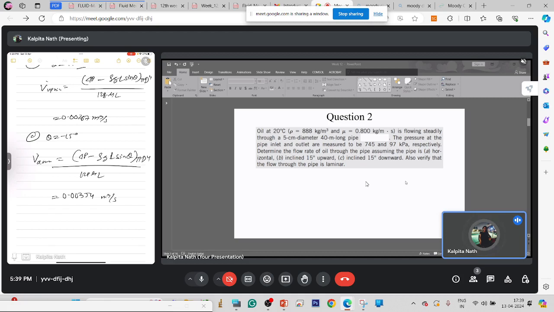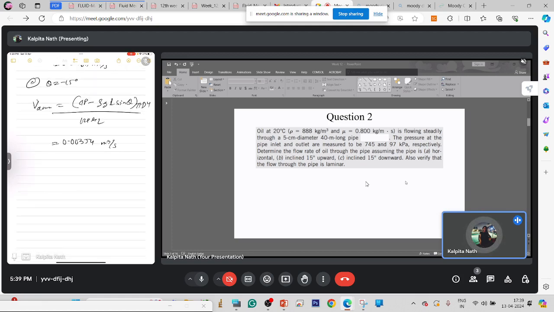Now what they have asked is to verify the flow is laminar. So we will take the maximum flow rate. The maximum flow rate is for the downhill, as expected because of the gravity. So the average velocity in that case for downhill is V dot upon cross sectional area, 0.00354 upon 0.001963. So this is 1.80 meter per second.